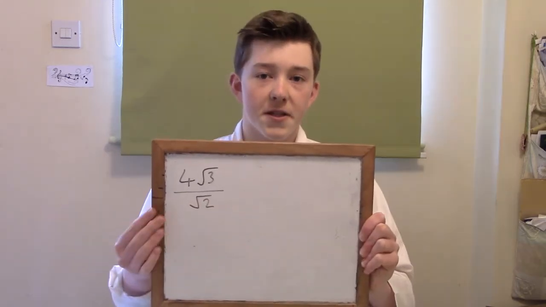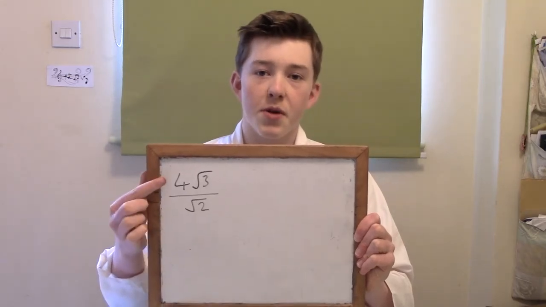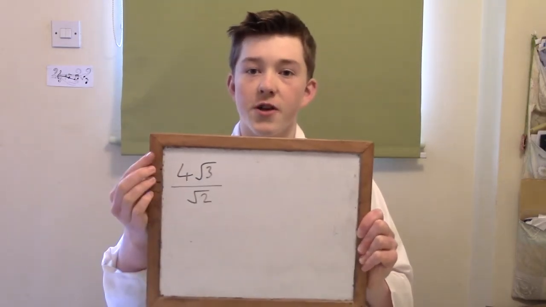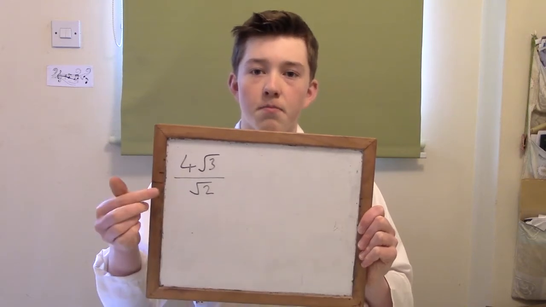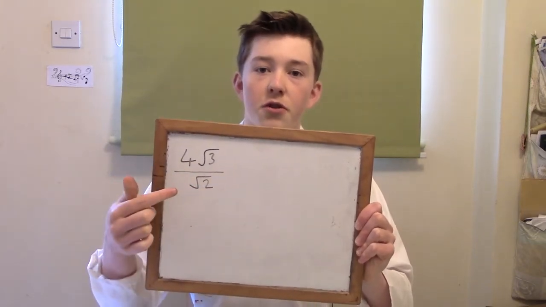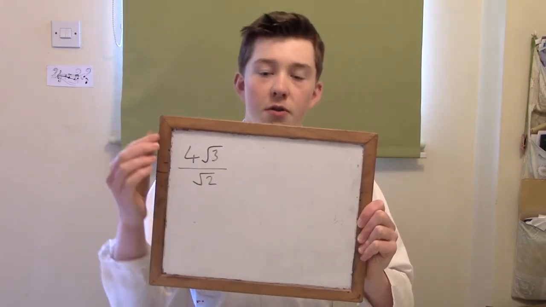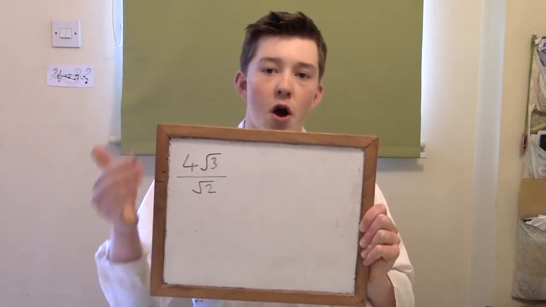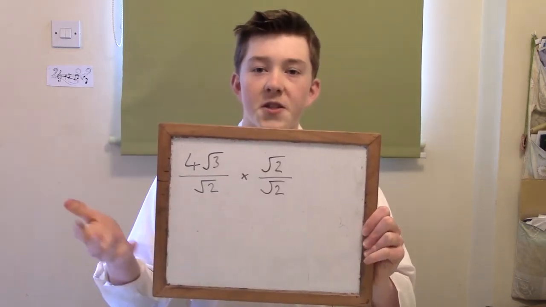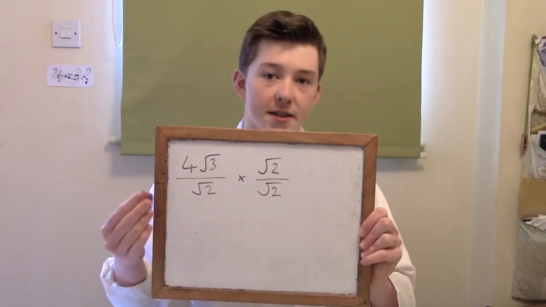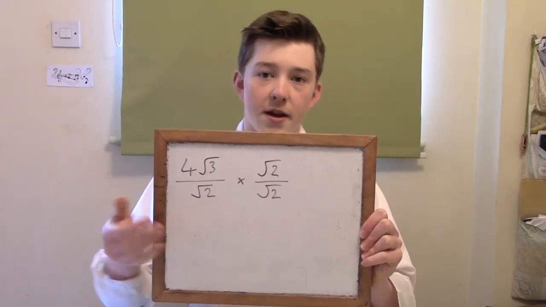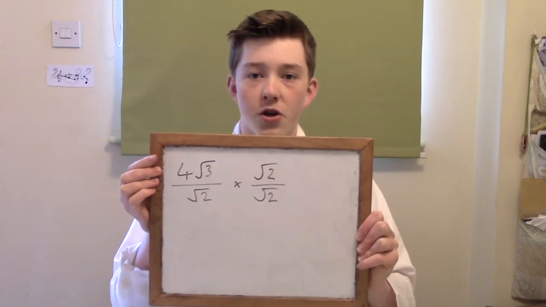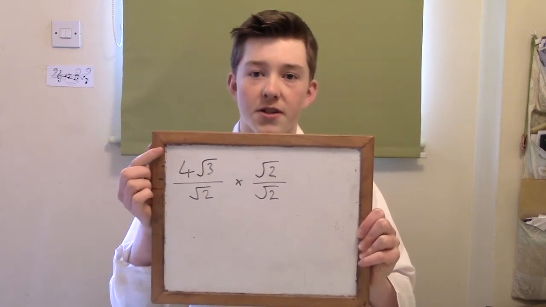Let's try another example, but this time there will be a surd in the numerator as well. Well, this doesn't change the process. We still multiply it by a fraction of the denominator surd over the denominator surd. So we still multiply it by root 2 over root 2. This is because when rationalizing surds, which is what we're doing here, we're just trying to make the denominator a whole number, not necessarily the numerator.